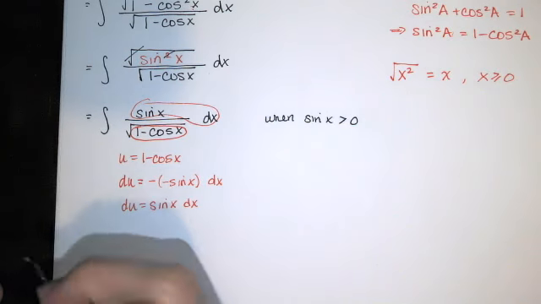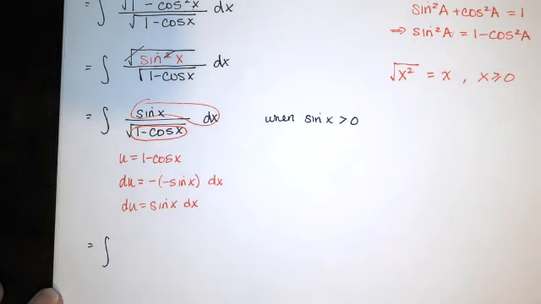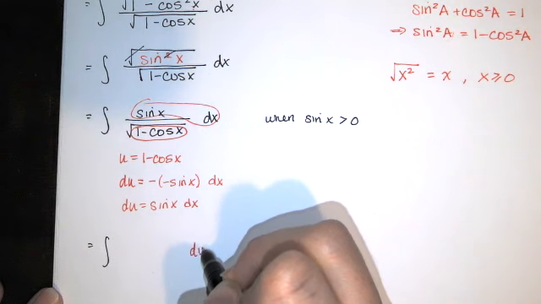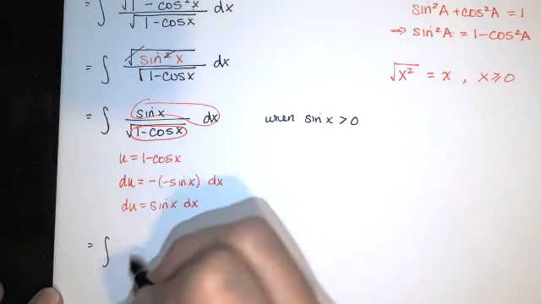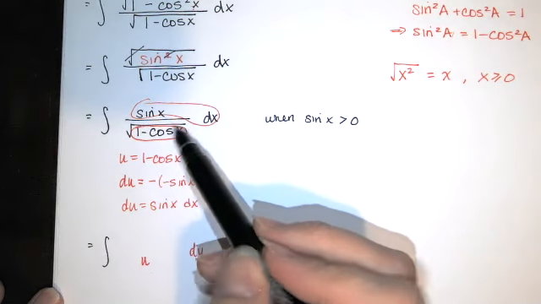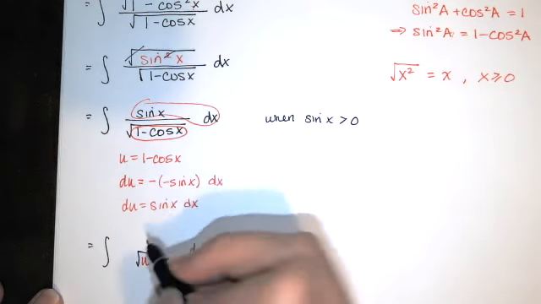Okay, so now we can write everything in terms of u. Sine of x dx is du, according to this line. And then I've got a u, but careful, it's not just a u. It's a square root of u. And it's not just a square root of u, it's in the denominator.